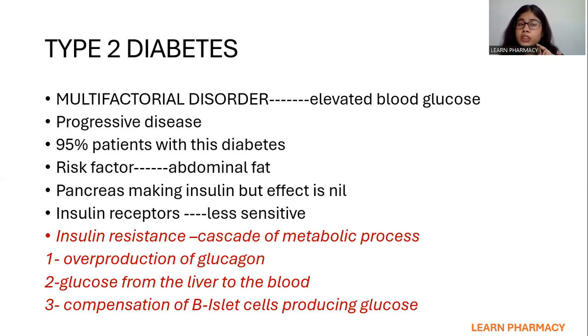And the thing is that about 95% of diabetic patients are affected by this type of diabetes. The people who have abdominal fat, that is central obesity, have a risk factor for this type of diabetes.